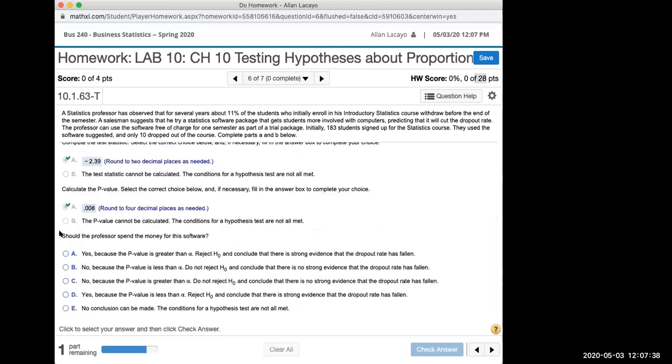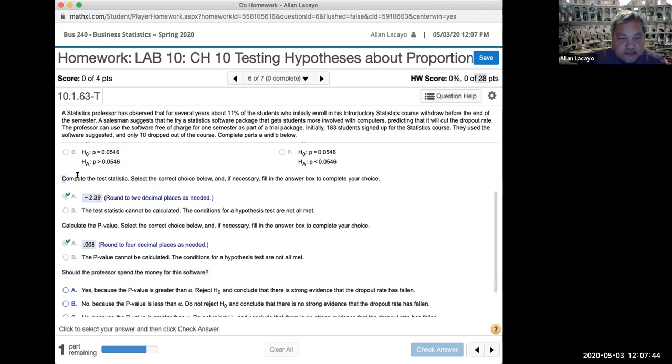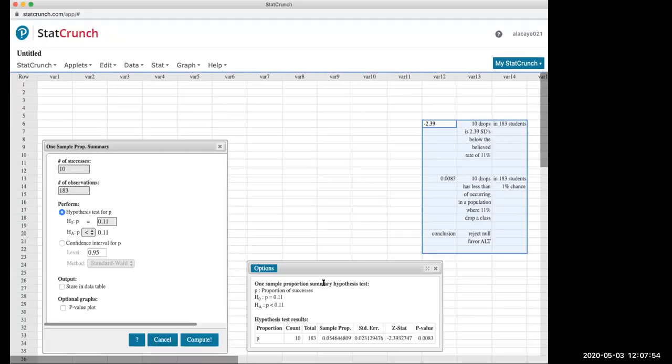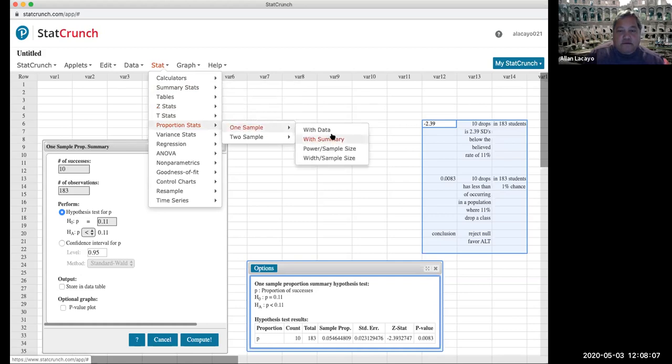Alan, you're going too fast. I appreciate that, but these two numbers are the test statistic and the p-value, and I covered them very slowly in here. How in the prop summary did you, let me get a shot of this. Hold on. Don't go yet. Don't take a shot yet. There.